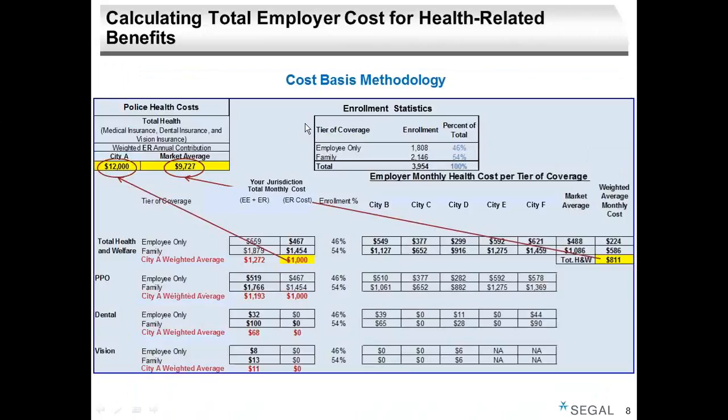First of all, I always talk about the distribution of enrollment by tier of coverage. In the enrollment statistics section, which I'm pointing to right now, in this particular case, there are only 2 tiers of coverage just for simplicity.